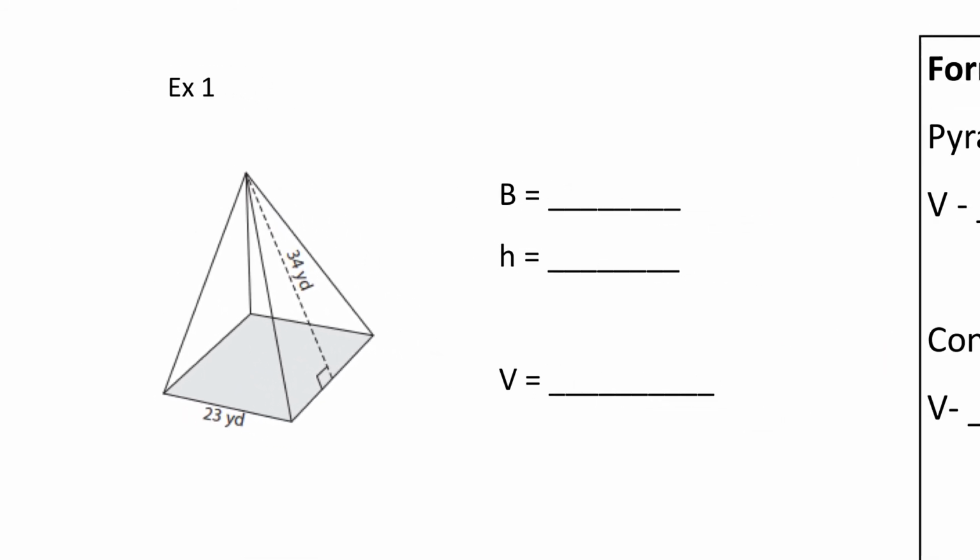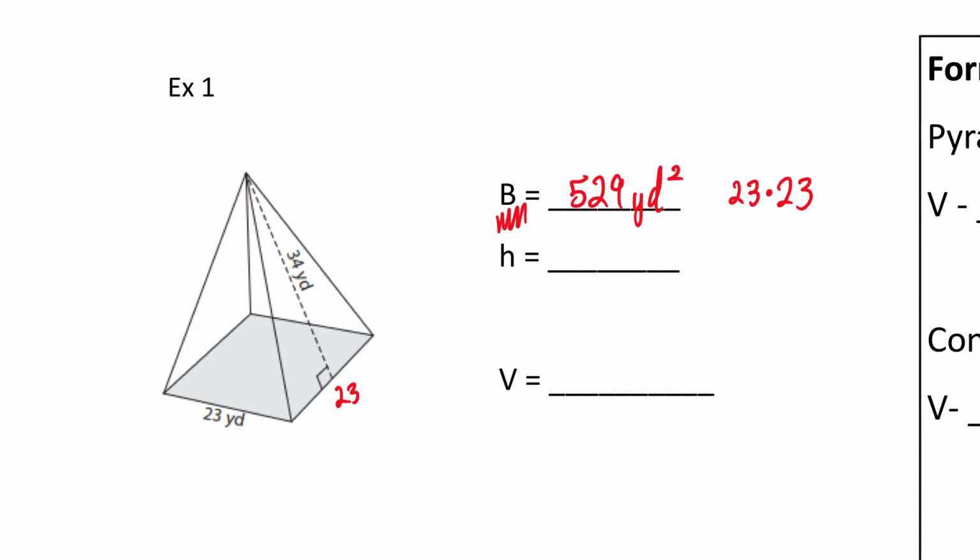All right, so in example 1, what is the B for this? Okay, because B is the area of the base, so assuming this is a square, we're going to go 23 times 23, which is what? 529. Okay, 529 square yards. Okay, what's the height? Okay, good. Not 34. 34 is the slant height.